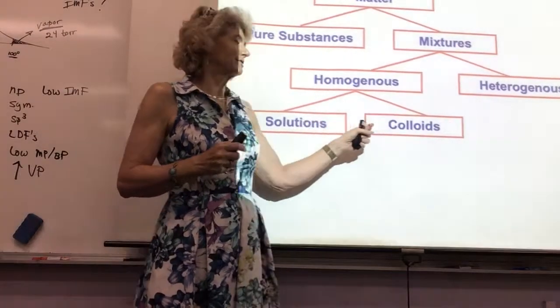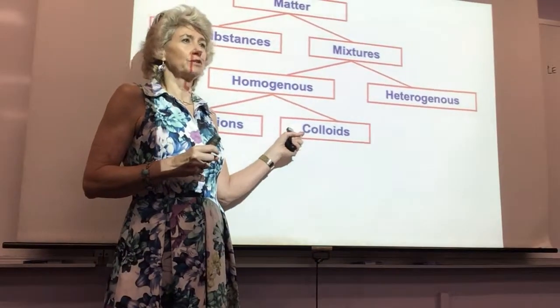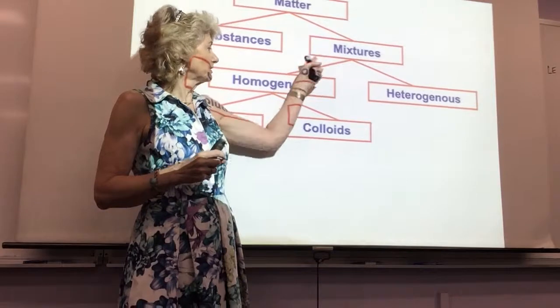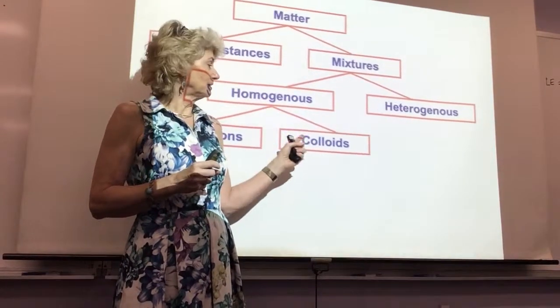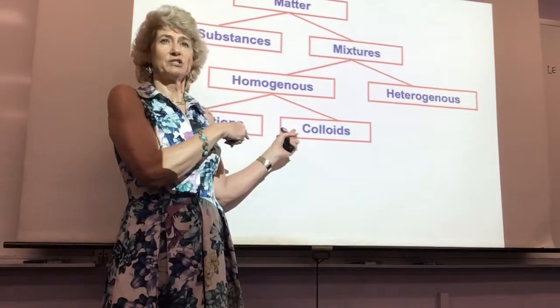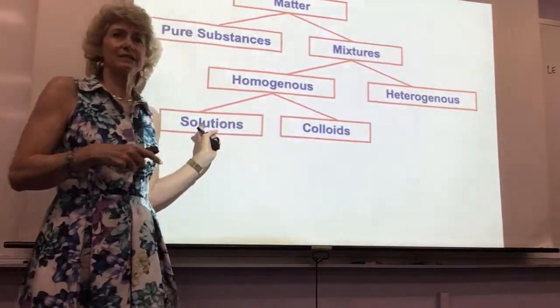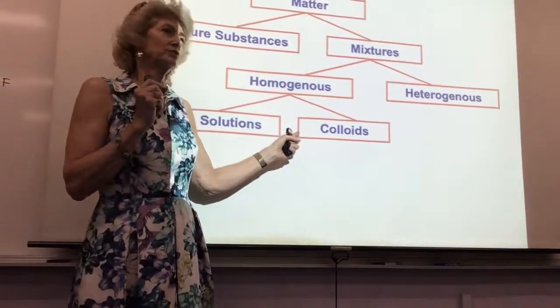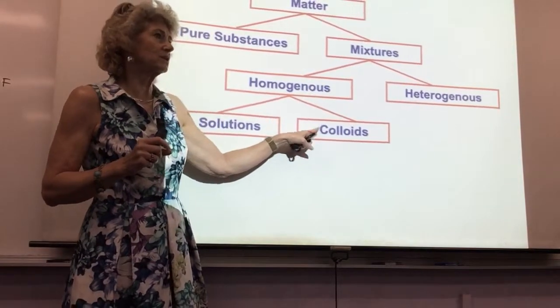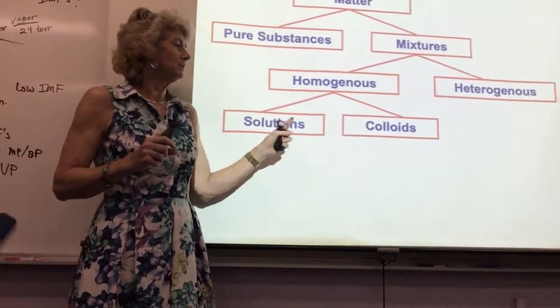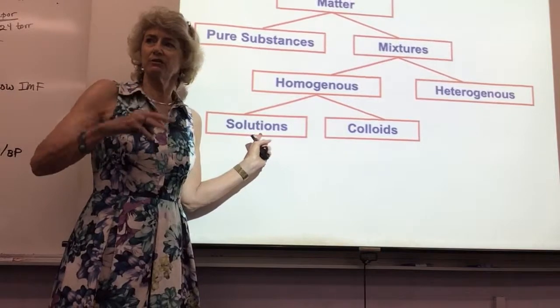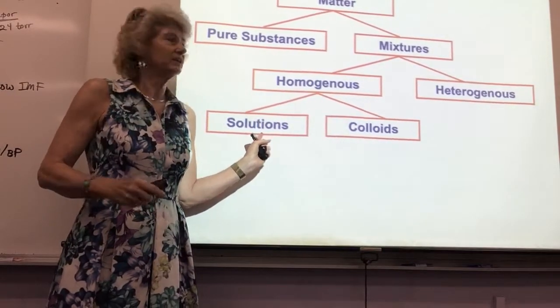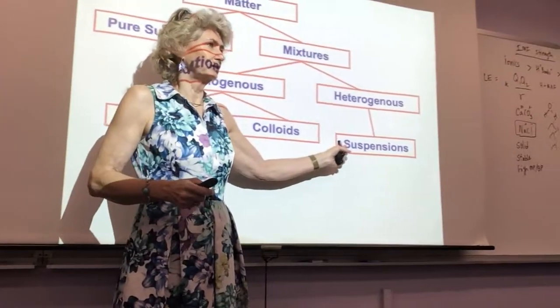The other thing is called a colloid. I don't know if you've heard this word before. It is a mixture and it looks the same. I'll show you a slide of a bunch of different colloids. The difference between these two things is the particle size. That's it, just the particle size. These particles are slightly bigger than these. Neither particle is big enough that gravity will make it fall to the bottom. If that's the case, it's called a suspension.